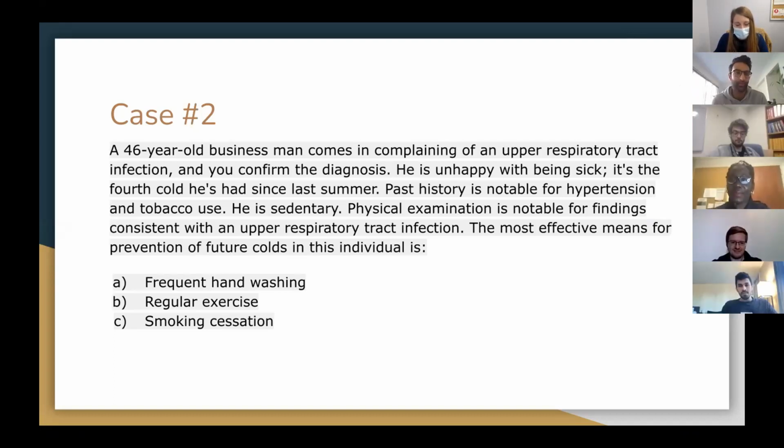This is a 46-year-old businessman who comes in complaining of an upper respiratory tract infection, and you confirm the diagnosis. He is unhappy with being sick. It's the 4th cold he's had since last summer. Past history is notable for hypertension and tobacco use. He is sedentary. Physical examination is notable for findings consistent with an upper respiratory tract infection. The most effective means for prevention of future colds in this individual is: frequent hand washing, regular exercise, or smoking cessation?